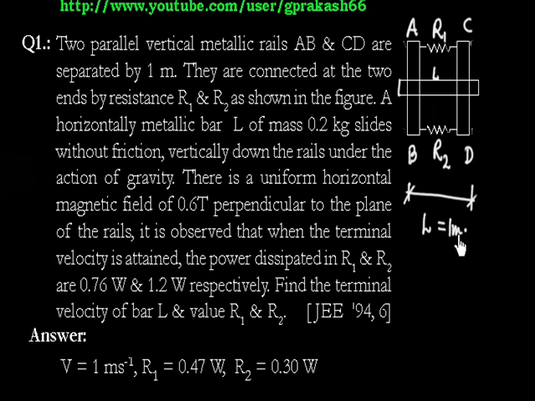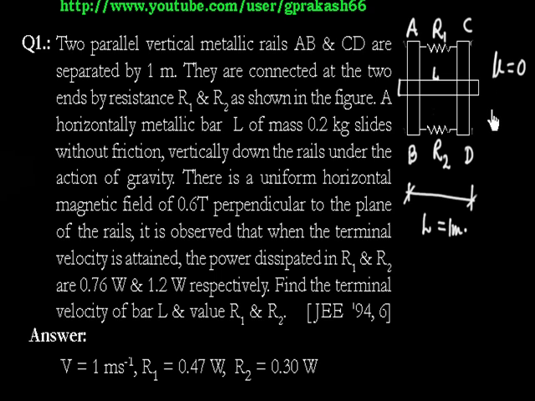Now the question says a horizontal metallic bar of length L and mass 0.2 kg slides without friction vertically downward along the rails under the action of gravity. So this is moving in the downward direction, with no friction. So mu is equal to 0 in this case. So mu is 0, that is given to you.